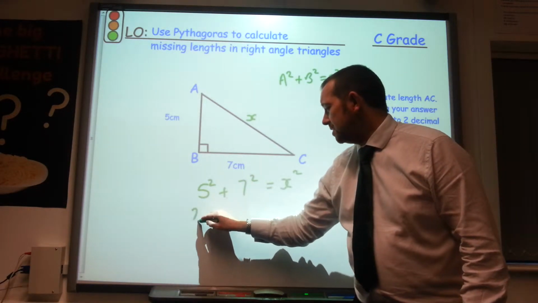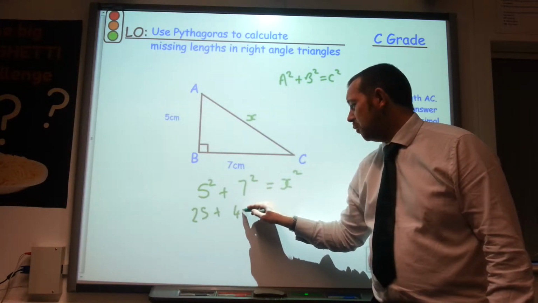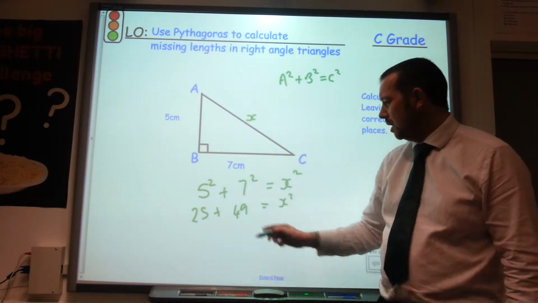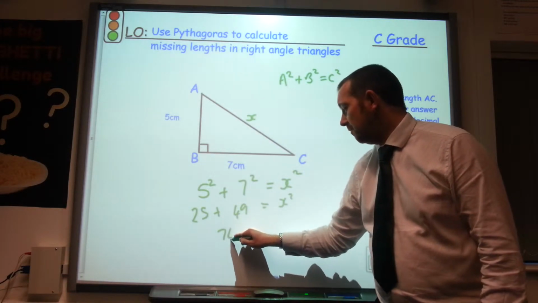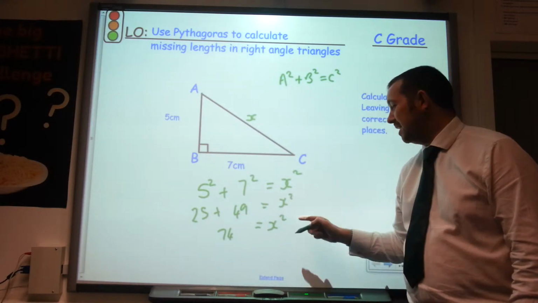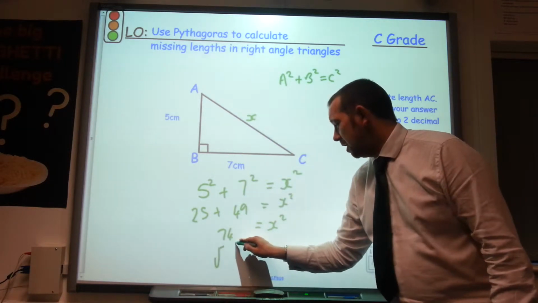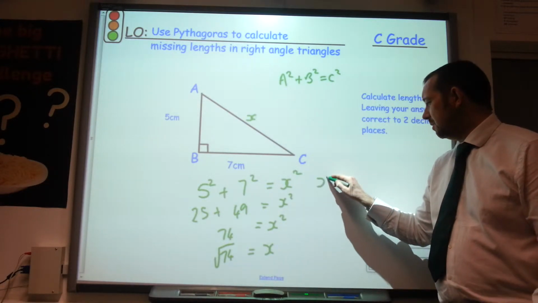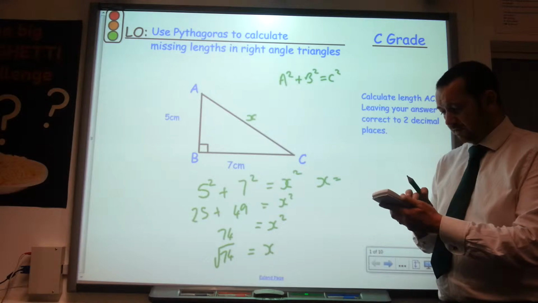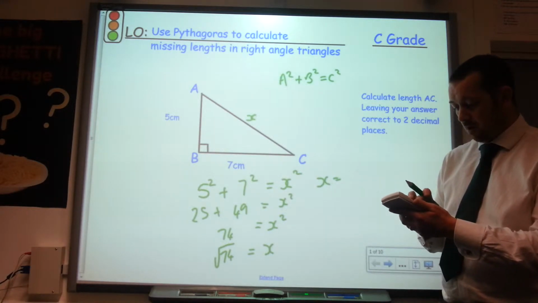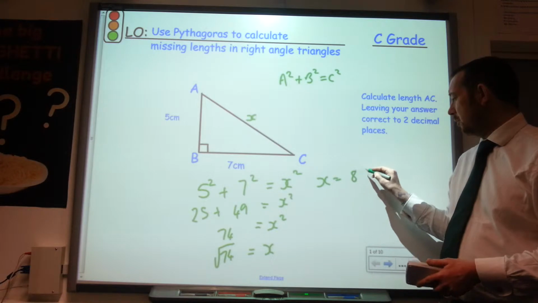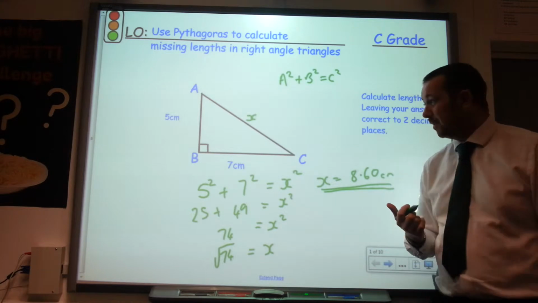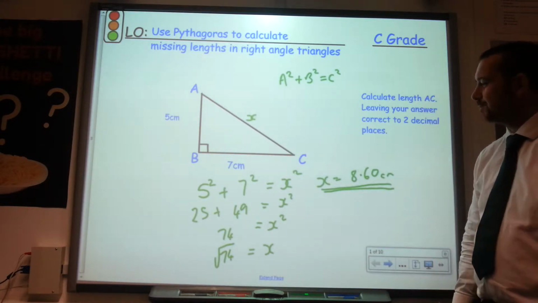So 5 squared is 25, 7 squared is 49, and obviously I still don't know what x squared is, but what I'm doing each time is a new line. So 25 plus 49, well that's 74, and that equals x squared. Then I needed to move the square root sign over. Now I'm square rooting 74, and that's x. So again, I find on my calculator that the square root of 74 is 8.60 centimetres. Okay, so you might want to copy that down by pressing pause.